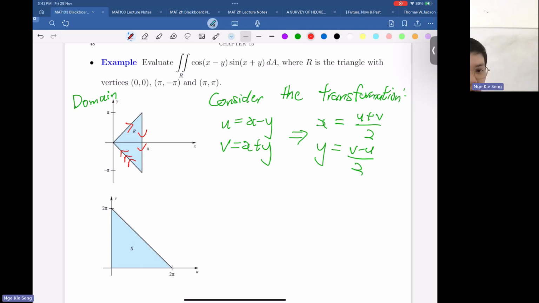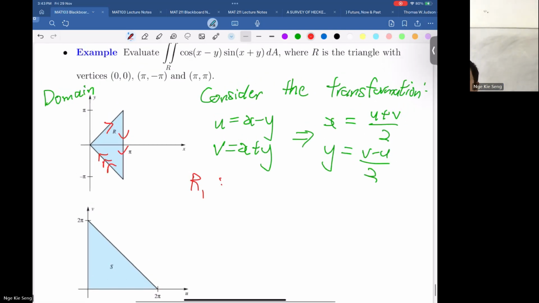Well, so what is R1? Can you quickly tell me how to describe this line? This line is connecting the origin with (pi, pi). So what line is this? y equals x. But how do you control your x? Your x is going from 0 to pi only. So in this case, what are the new u and v? What happened to all the points after transformation?